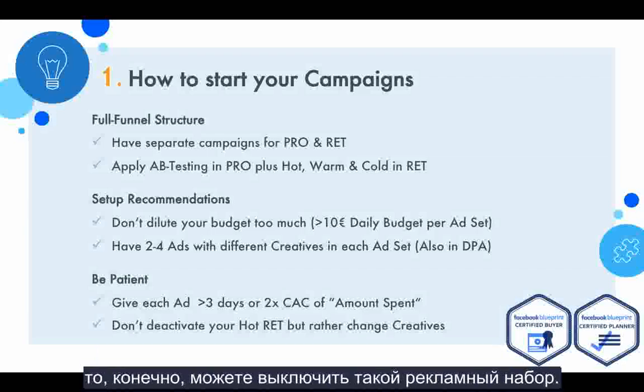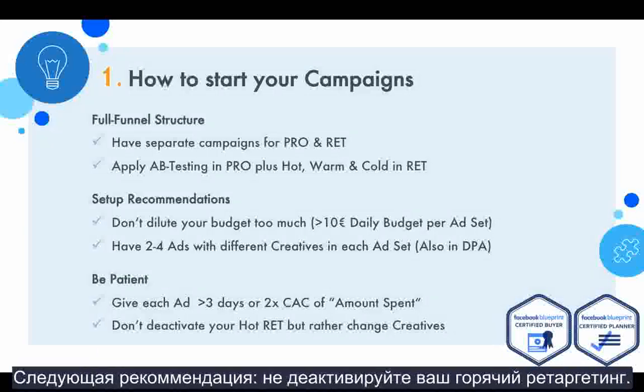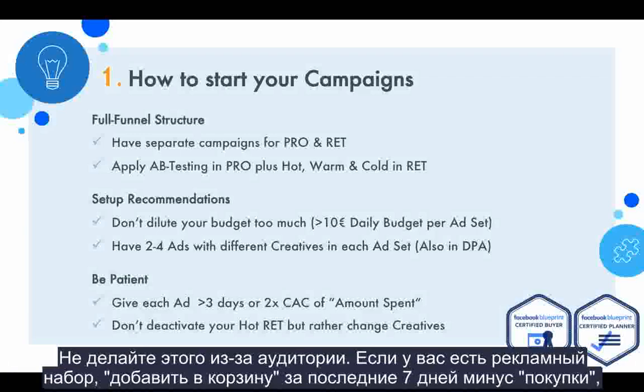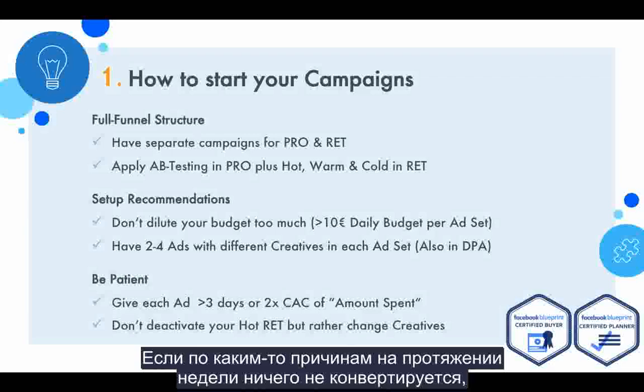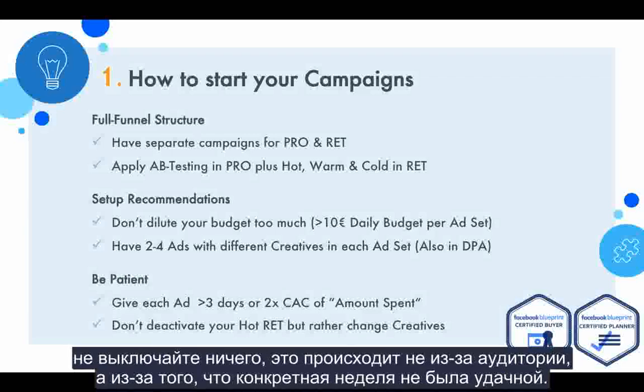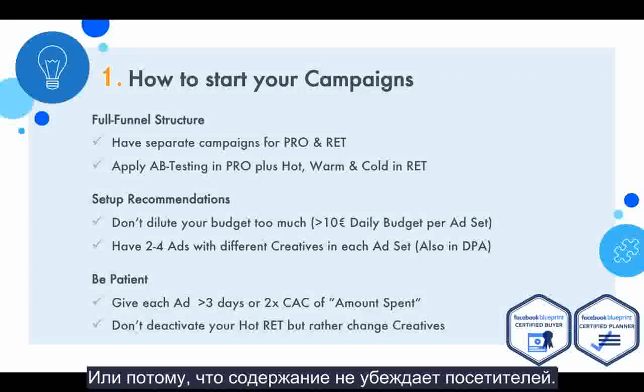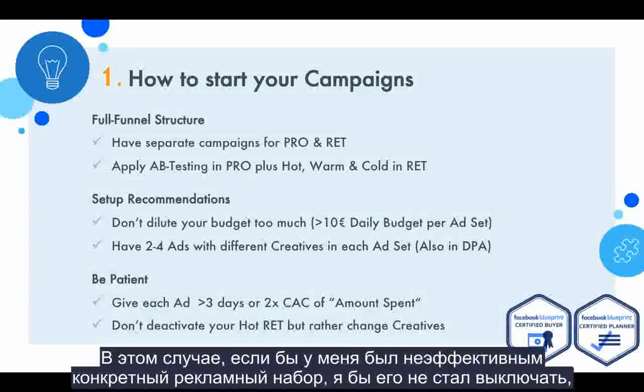So if something really weird happens, if some really weird upper funnel KPIs are there, then of course you can turn it off, okay? And one further recommendation is do not deactivate your hot retargeting. So if you have an ad set, add to cart last 7 days minus purchase, okay, so this is a very hot audience, and for some reason during this week it does not convert, do not turn it off. It's not because of the audience, it's because this specific week was not good, or because the creative does not convince the person, okay?